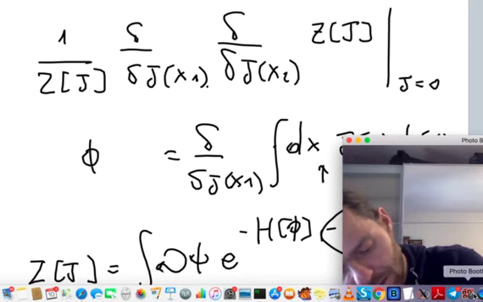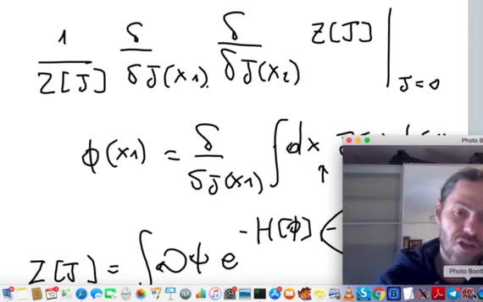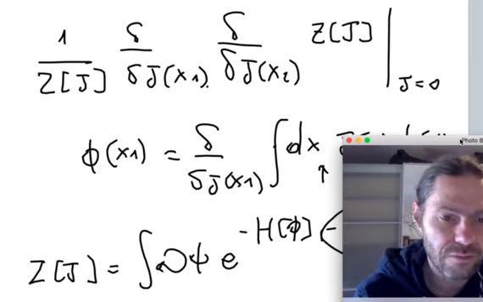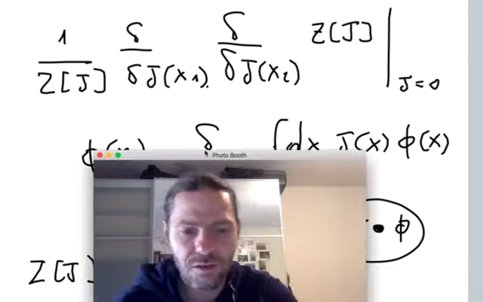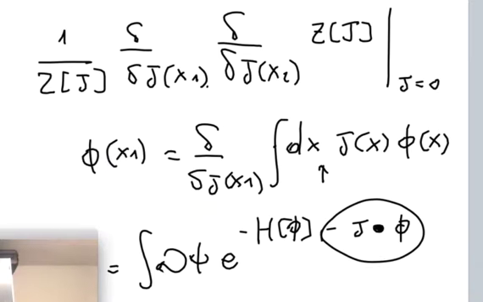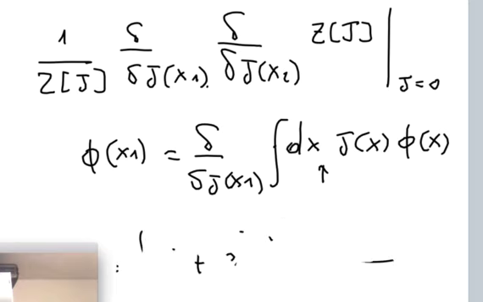If you're not familiar with functional differentiation, let me assume for one moment that this mathematical step doesn't look very familiar to you, and let me prove it. So let me prove the following statement. What is d by dj of x of j of y?